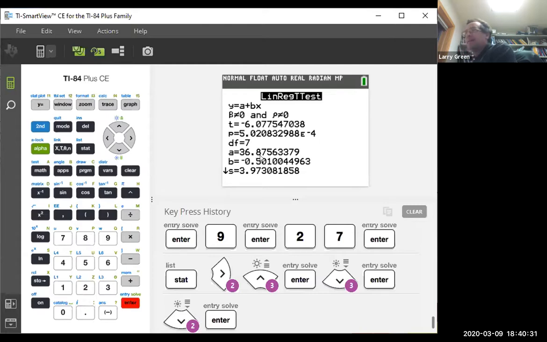Okay, and then notice it says at the top y equals a plus bx. So a is about 36.9, and b was -0.5. That means the equation of the regression line is y equals 36.9 minus 0.5x. Any questions on any of this? Okay, so now let's go ahead and do all kinds of interpretations.